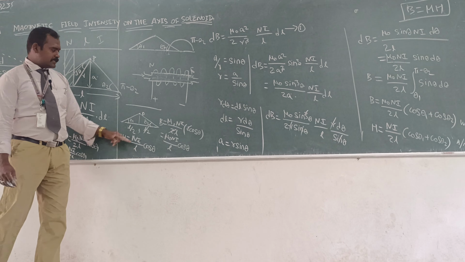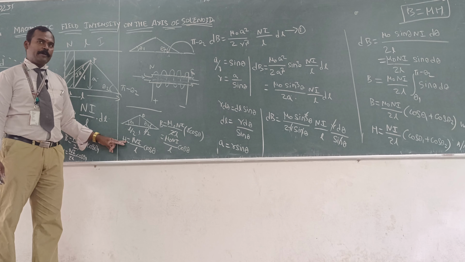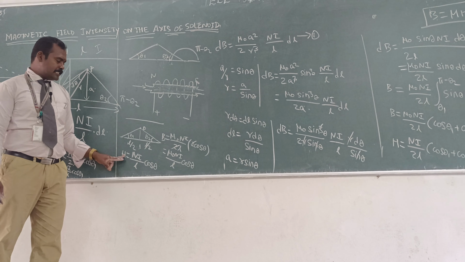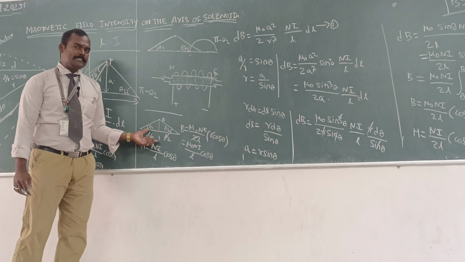Similarly, with the same expression you can find the magnetic field intensity also, that is H equals N into I divided by L cos theta. That is case 1.